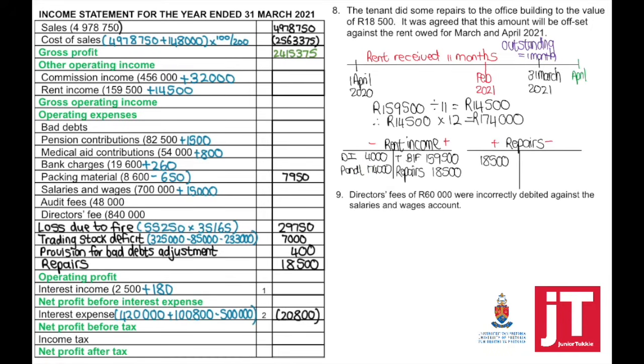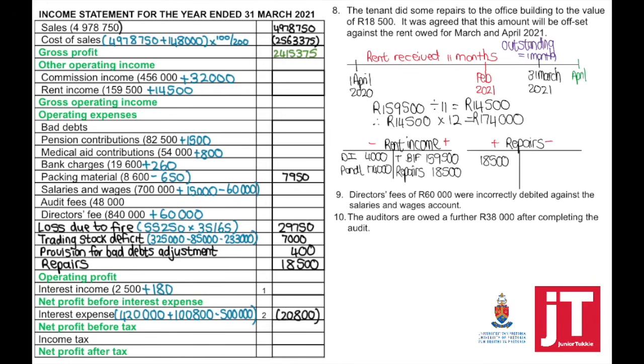Directors' fees of 60,000 were incorrectly debited against the salaries and wages account. Reminder, directors' fees must be shown separately. It doesn't form part of the salaries and wages. This is why we will need to take it out of the salaries and wages. So we say minus 60,000 and we're going to add it to the director's fee.